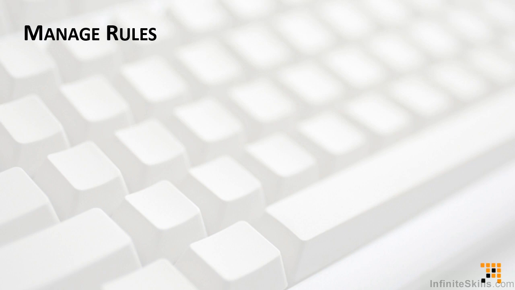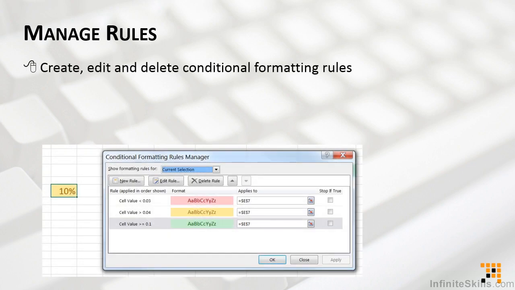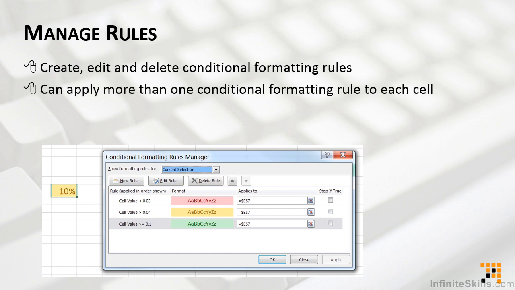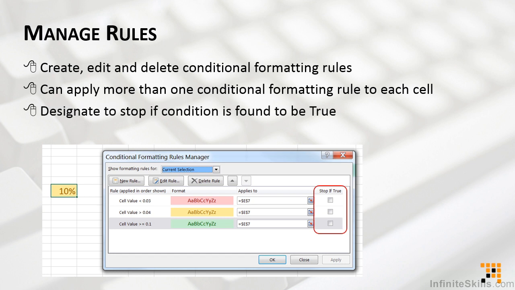Conditional formatting is managed by something called the Rules Manager. The Rules Manager allows us to create, edit, and delete conditional formatting rules for any specific cell or selection of cells. The Rules Manager allows us to apply some very complex conditional formatting sets. By that, we mean that we can actually apply more than one conditional formatting rule to a cell. For example, it could contain both an icon set and a data bar. We also can designate to stop if any of the conditions are found to be true.